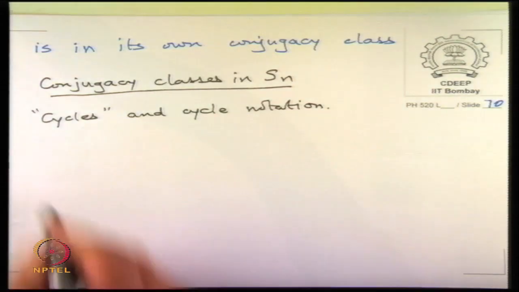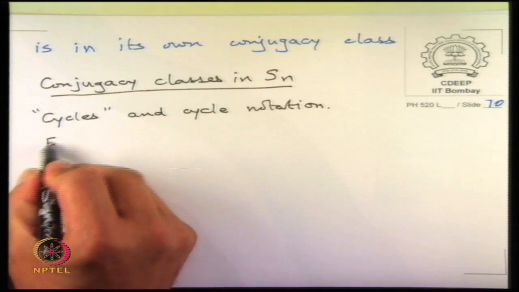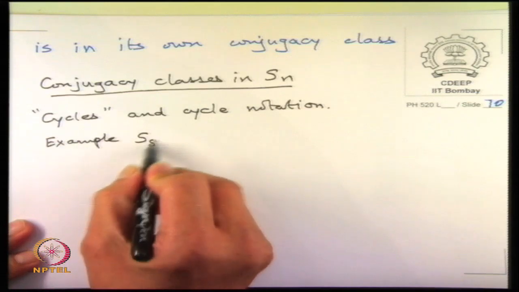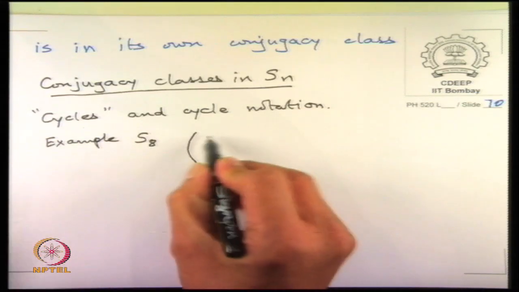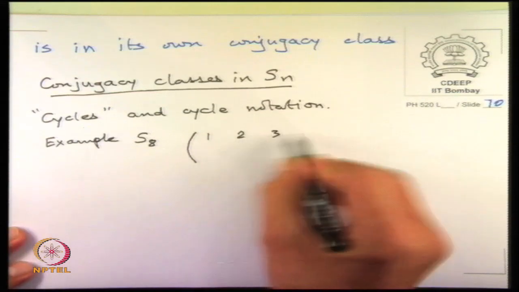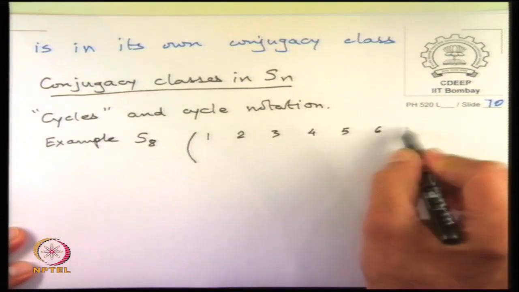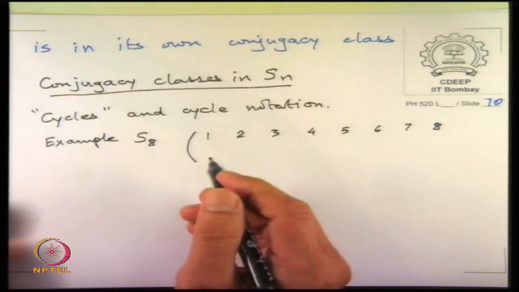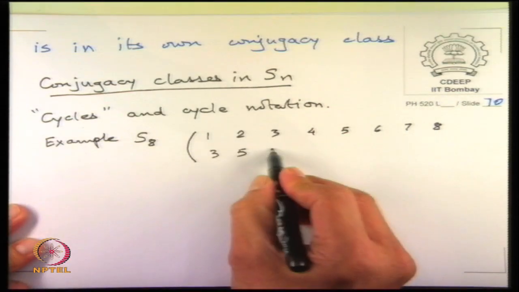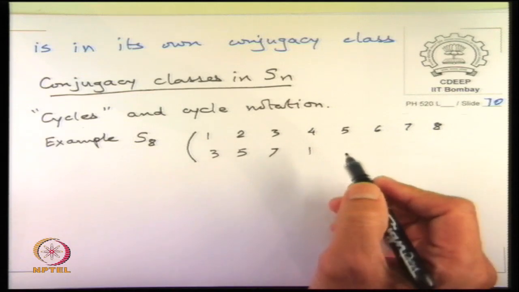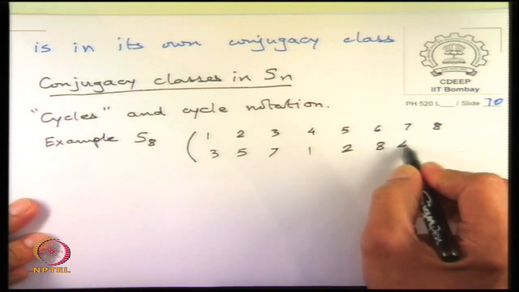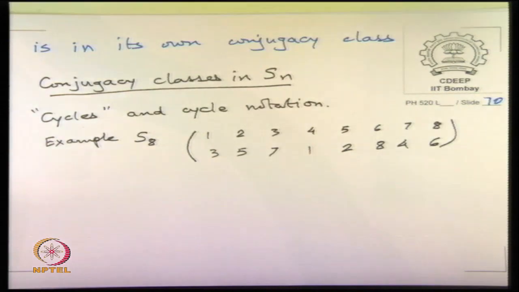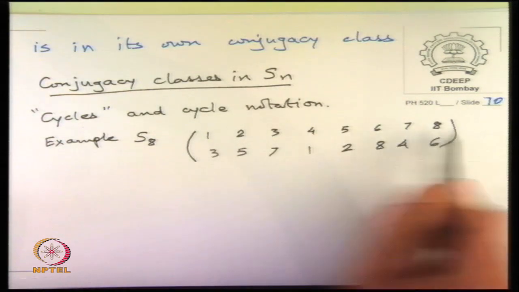Quite simply put, let us start with an example. Suppose we have S8, and I pick 3, 5, 7, 1, 2, 8, 4, 6. So this is some element of S8. It says the original order is permuted into this order.